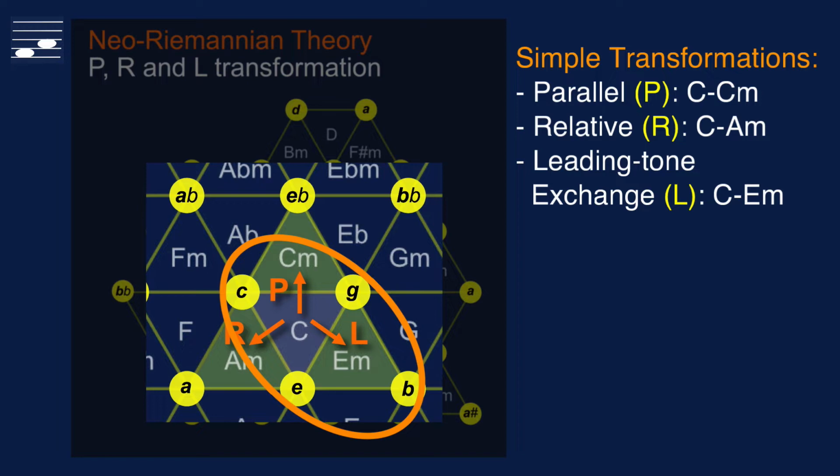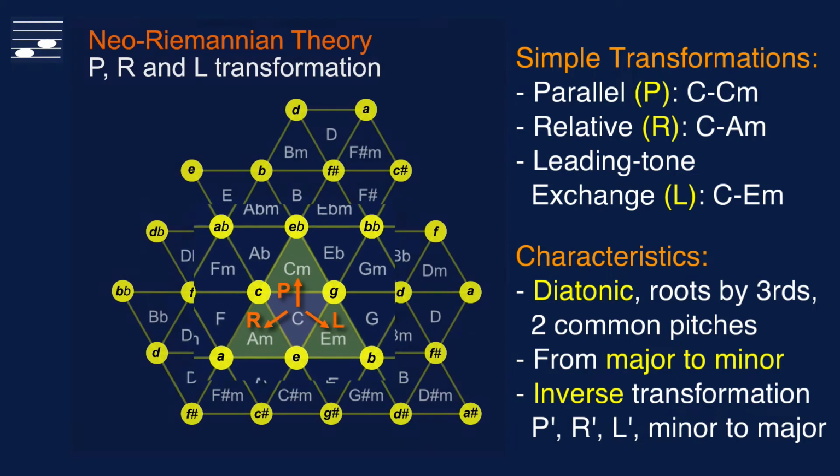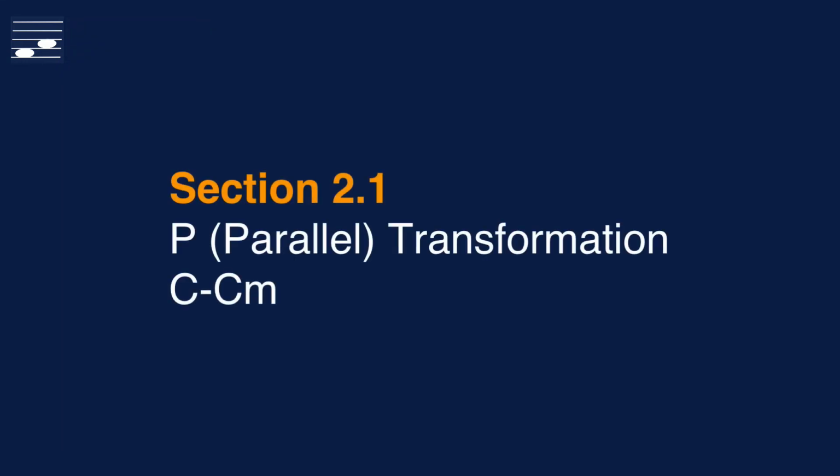Here that is C major going to the E minor chord, which includes the leading tone B in the C major diatonic scale. These elementary transformations are diatonic in character, the roots moving by thirds, while having 2 common, overlapping pitches. Starting from a major triad, the chord type will change to minor. We may also use inverse transformation, going from a minor to a major triad, as we will see later in this video. I'll present all possible simple transformations, starting with the P transformation from C to C minor.